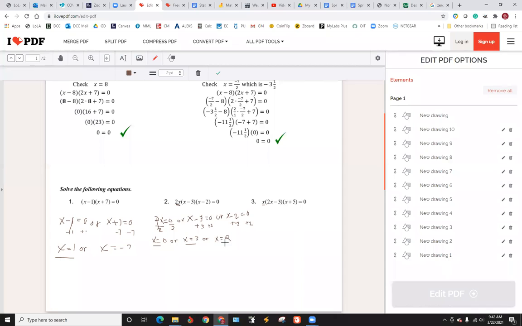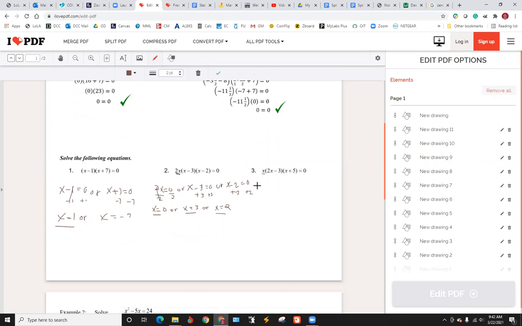Same thing happens on this one. 2 minus 2 is 0. And then 0 times any of those other things is fine. All right, try the third one.